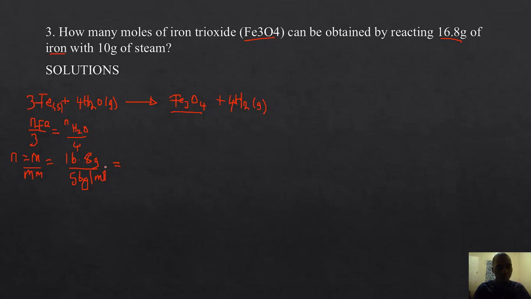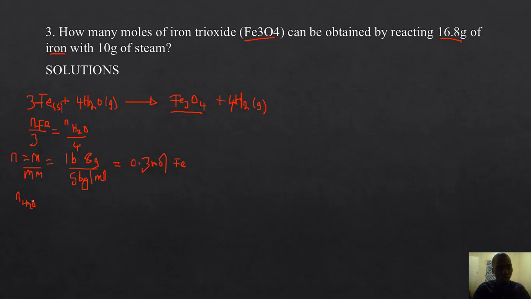We're going to find, you can use a calculator, that one will be 16.8 divided by 56, and our answer is 0.3. So the number of moles there is 0.3. So 0.3 moles of what? Iron, which is Fe. So we can also determine now the number of moles of water, which is steam.